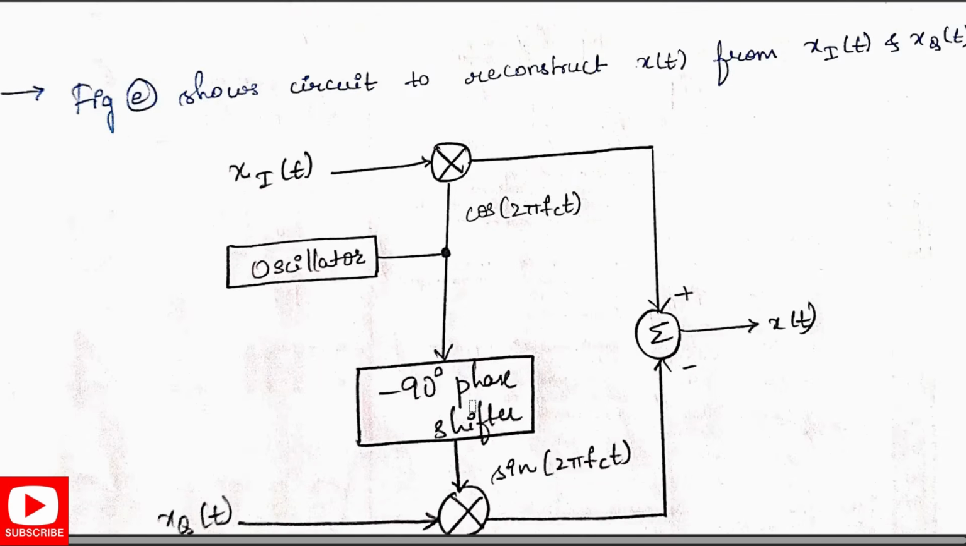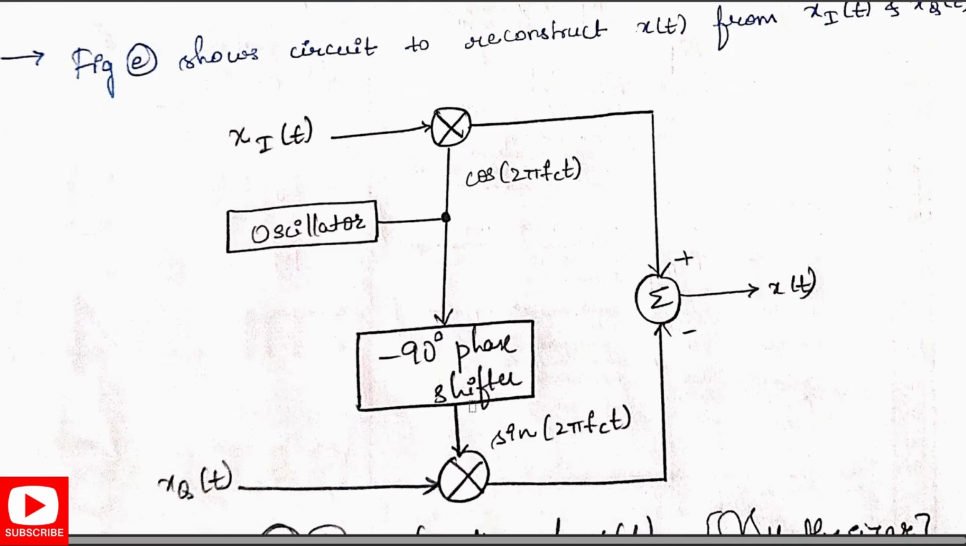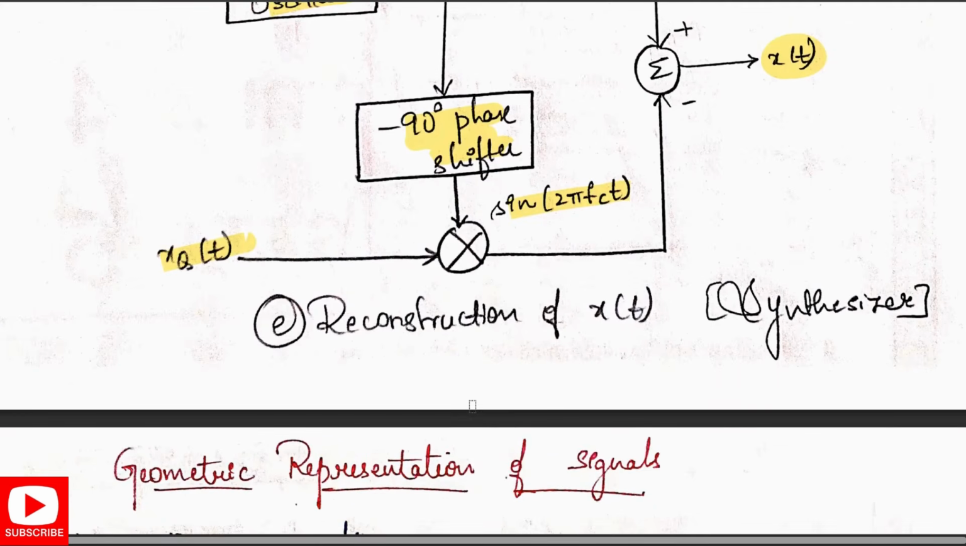Coming to figure E, this shows how to reconstruct x of t from xi of t. As I said, we got two components, xi of t and xq of t. We need to give them as input along with an oscillator with cos 2 pi fct and a minus 90 degree phase shifter with sin 2 pi fct. So what do you get? That gets added up, and finally we get our x of t. So this is the reconstruction of x of t, and this is the synthesizer.